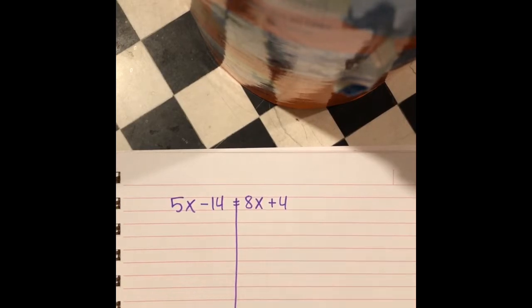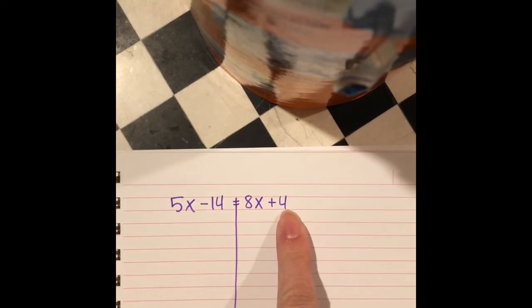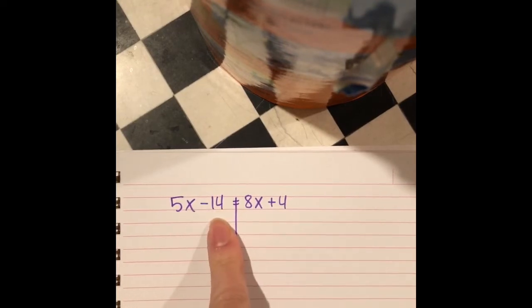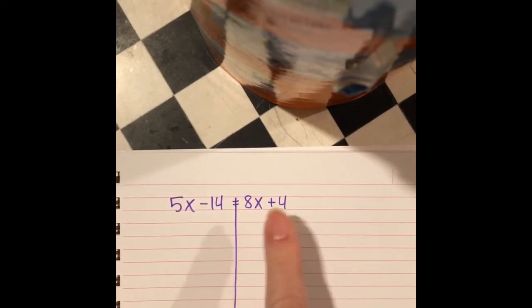We don't have any parentheses in this equation, so we can't use step 1, and we have no terms to combine because on this side of the equal sign I have a variable and a number, and on this side I have a variable and a number. So now it comes down to moving all the variables to one side and then all the numbers to the other side. As I say sometimes in class, there are multiple ways to start this problem. You can start by moving the 5x, you can move the negative 14, you can move the 8x, or you can move the 4. It doesn't matter.